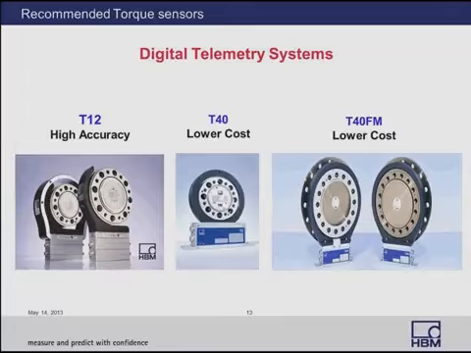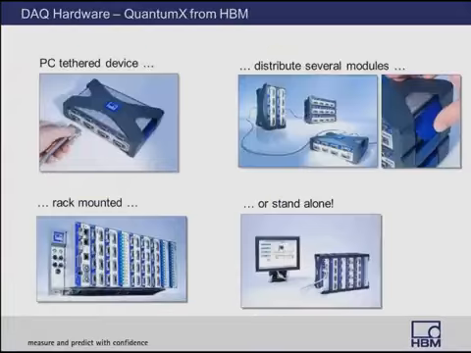The torque sensor is the most important for the dyno measurement, and HBM, of course, offers two classes of torque sensors. The T12 is the high accuracy torque sensor, and the T40 or T40FM is the lower cost option. Both options are available, and it really depends on the application needs as to which torque sensor would be mounted for your engine or chassis dyno application.